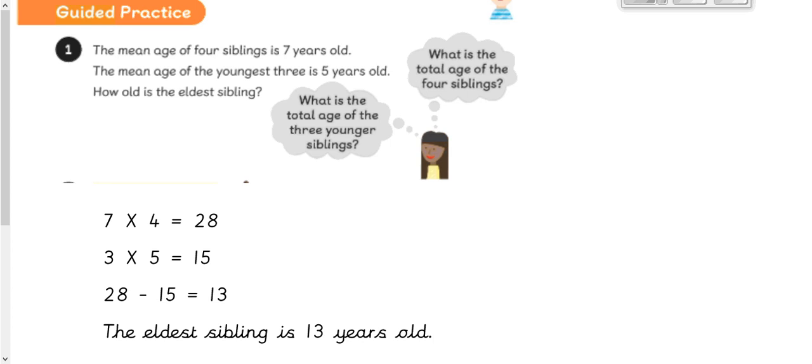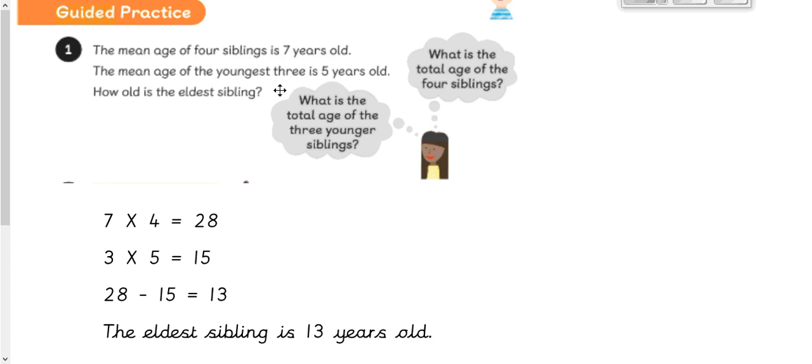We do exactly the same thing as we've just done. Let's focus on that first sentence. 7 years old times the 4 siblings, so the mean 7, times by the number of bits of data we have, which is 4, gives us 28. Okay, so the total ages of those 4 siblings was 28.